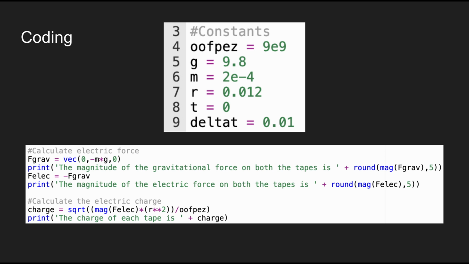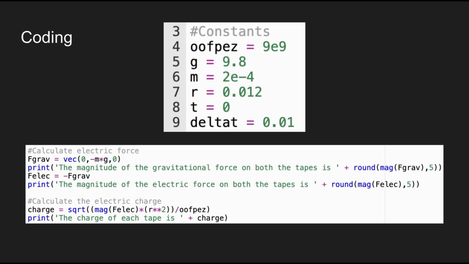Using the data I gained from the real-world model, I coded a simulation of the model that would calculate the charge of each piece of tape. For the constants, I added the values of Coulomb's constant, acceleration of gravity on Earth's surface, the mass of each piece of tape in kilograms, and the distance between the charged tapes in meters.